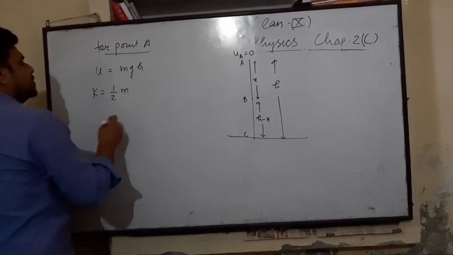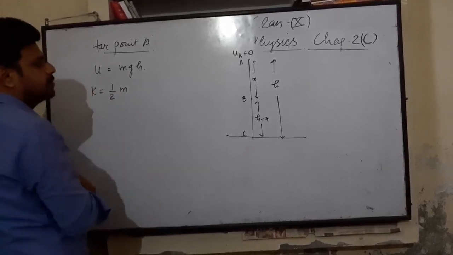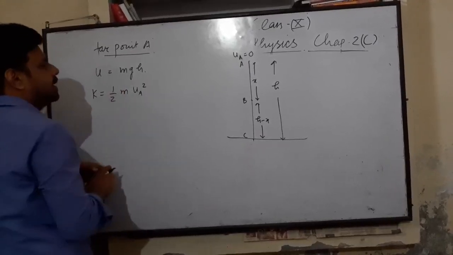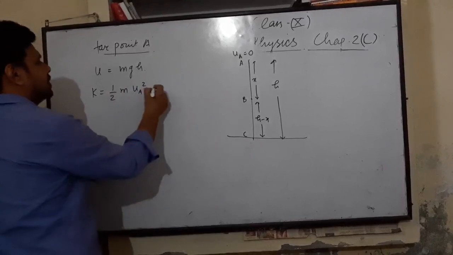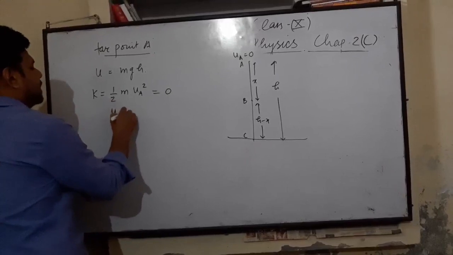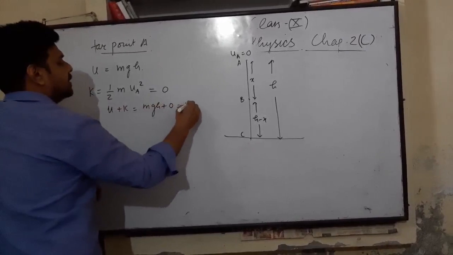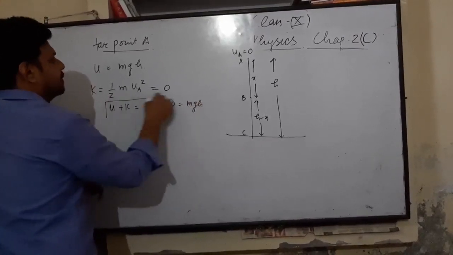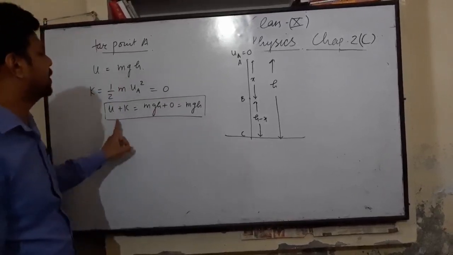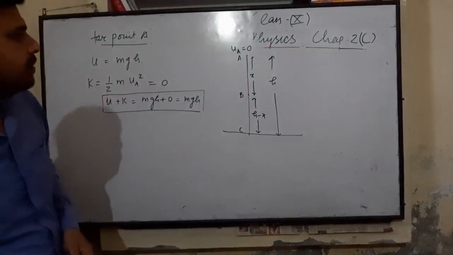Now kinetic energy. If we want the kinetic energy at any point, we need the speed at that point. So it is half m uA square, and in this example u is 0. So it is clear the kinetic energy will be 0. Now the sum, U plus K, is equal to mgh plus 0, which is mgh. So at point A, the sum of kinetic and potential energy is mgh. Now we will proceed to point B.